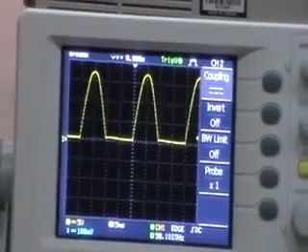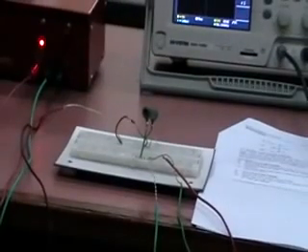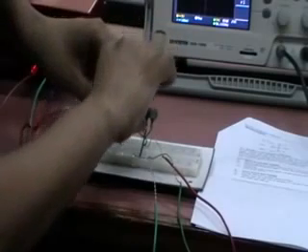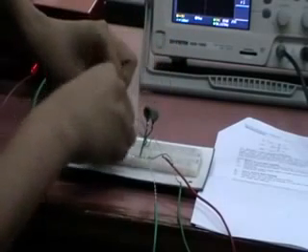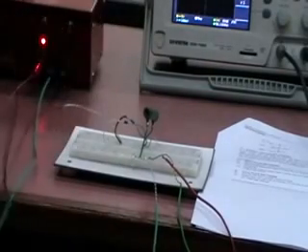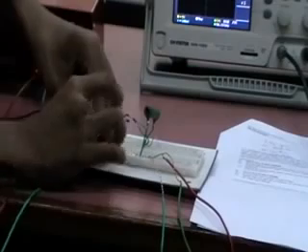Coming to the next part, the full wave rectifier part. The only change in this is that we have to interconnect another diode. The input of this diode is the out of phase input signal from the transformer. As you can see the interconnections, the diode is connected and the out of phase input is given to the input of the circuit.